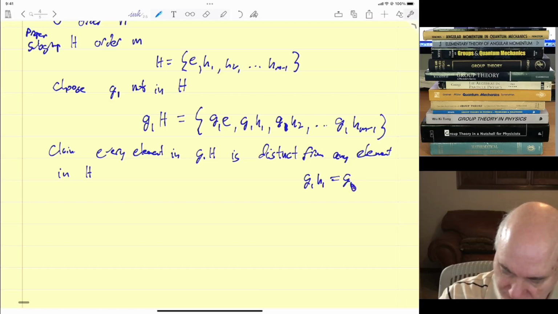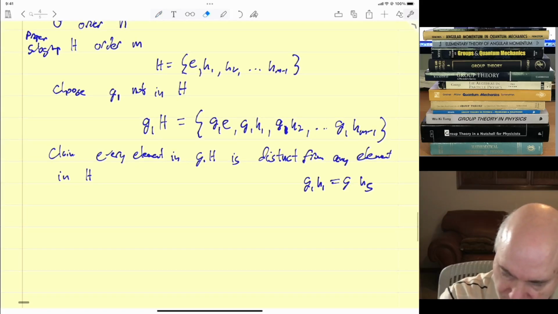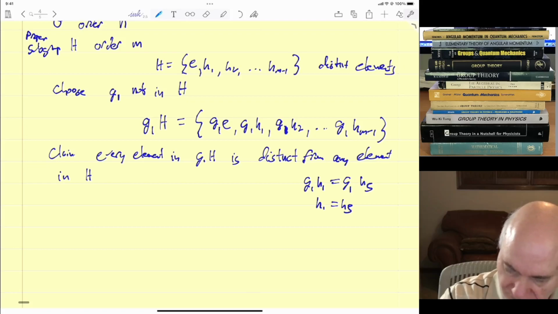G1 H5, we could cancel the G1s, just multiply by the inverse. With group theory, you can always cancel because there's no zero elements. And we would get H1 equal H5. But these are all distinct elements of H. So all of these are distinct. There's M of them. They're all distinct.